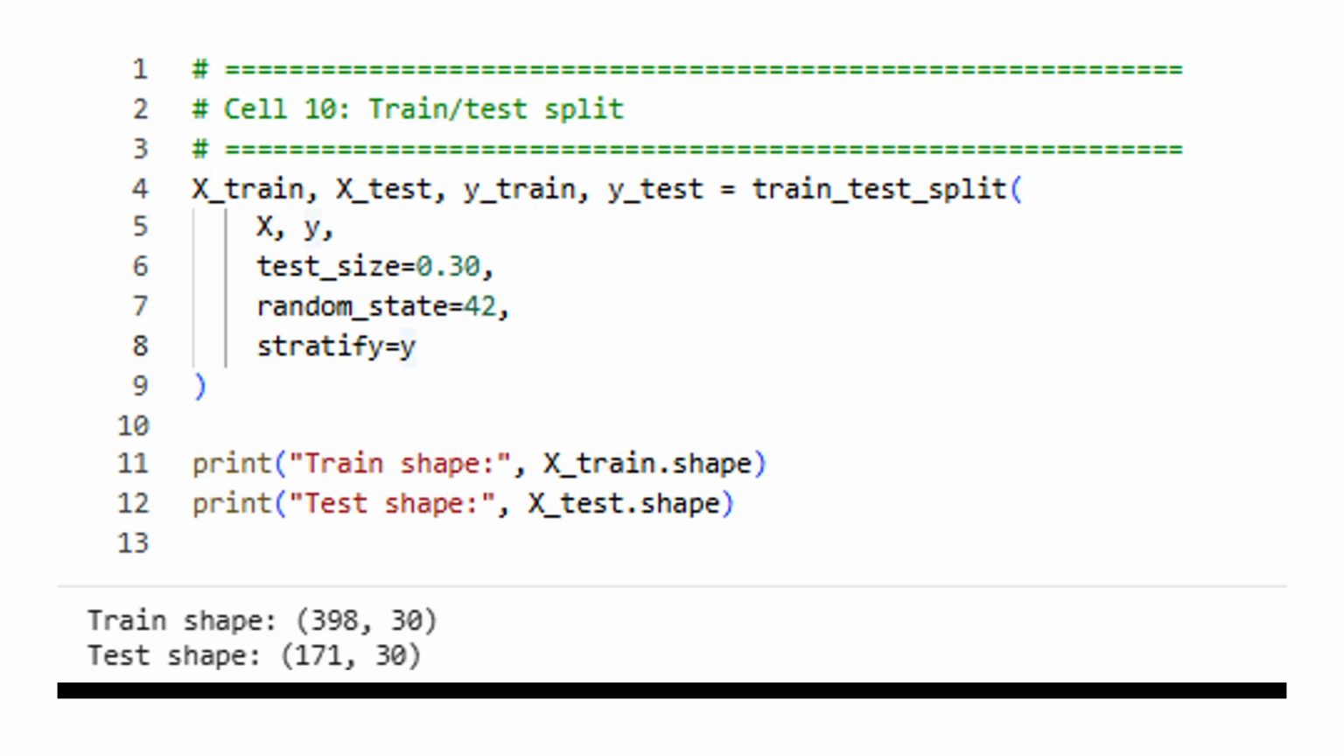And in this block of code, we are just doing one basic thing. We are splitting the original data set into a training set and a testing set, okay? About 30% is going to be used for testing, and 70% is going to be used for training. And that's what this block of code does.